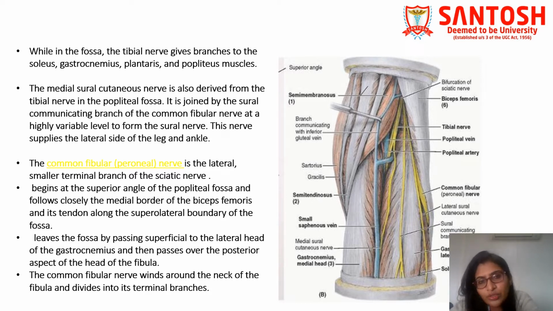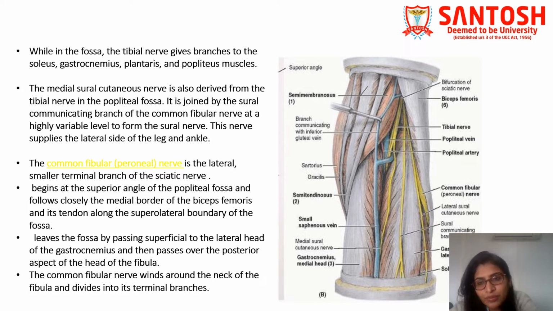The medial sural cutaneous nerve, which you can see here, is also derived from the tibial nerve in the popliteal fossa, and it is joined by the sural communicating branch of the common fibular nerve at a higher level to form the sural nerve. So this is the sural nerve, which we'll see in another diagram, and this nerve supplies the lateral side of the leg and ankle.